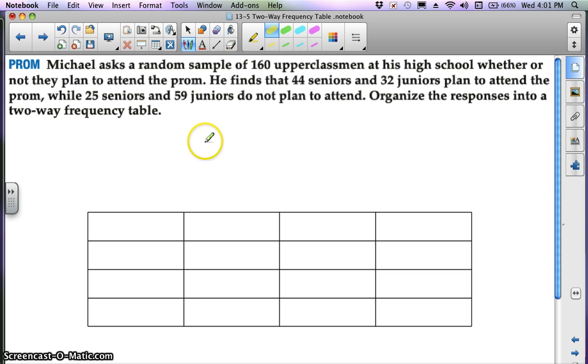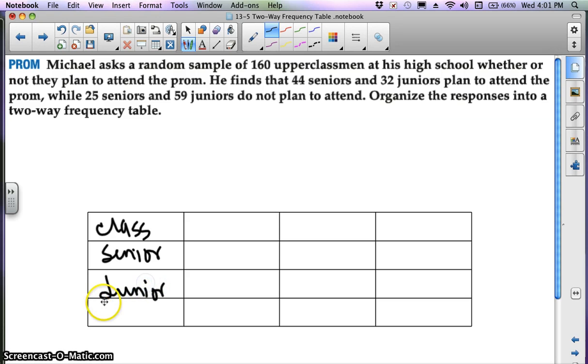So we need to identify the variables. So the variables, I believe, would be, we have the class here. So the senior class, we have seniors, and we have juniors. And then the last row is going to be the total. And then the other variables we have are they attending or not.